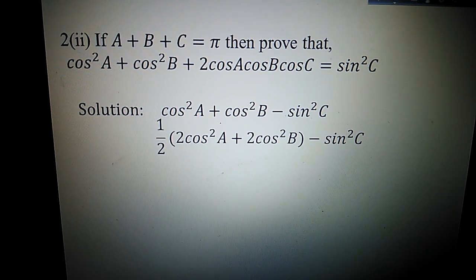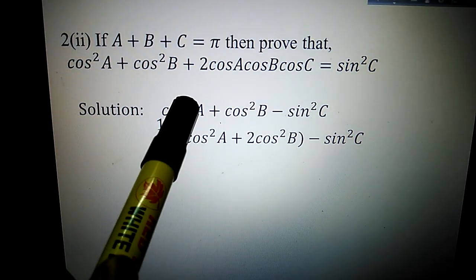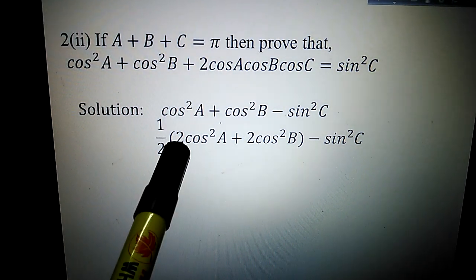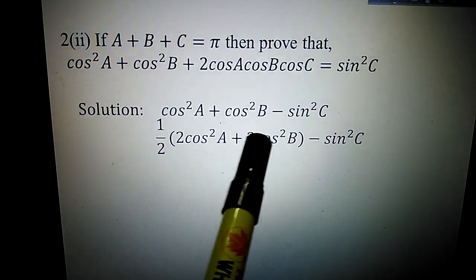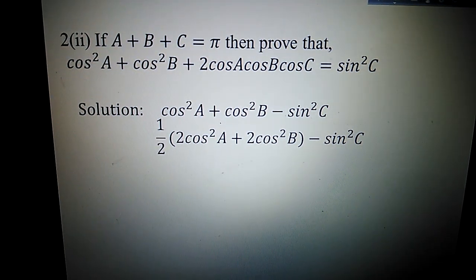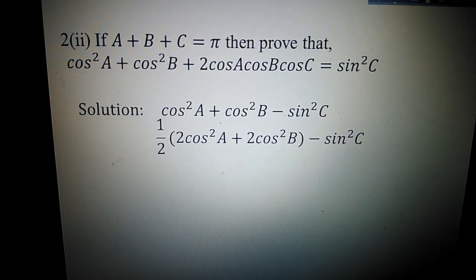Next line, we just take half and multiply these two terms by 2. Half into 2 is 1, half into 2 is 1, so it becomes half (2 cos square a plus 2 cos square b minus sine square c). And 2 cos square a, it is a very popular formula, very popular for college students. 2 cos square a is 1 plus cos 2a.